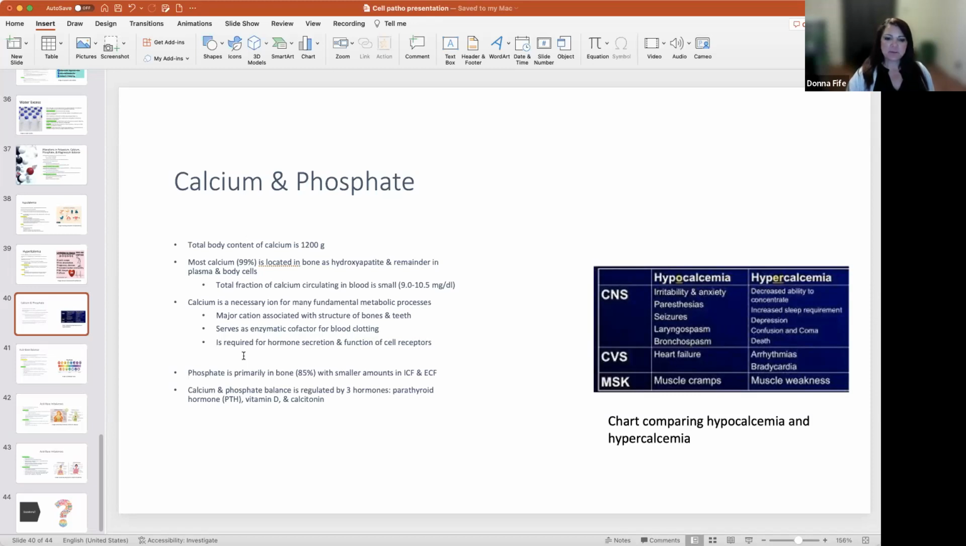Phosphate is primarily in bone, 85%, with smaller amounts in the ICF and ECF. Calcium and phosphate balance is regulated by 3 hormones: the parathyroid hormone, vitamin D, and calcitonin. Here's a chart comparing the symptoms of hypocalcemia and hypercalcemia.